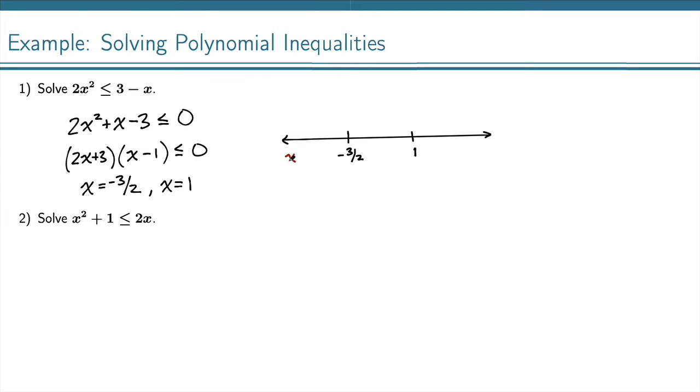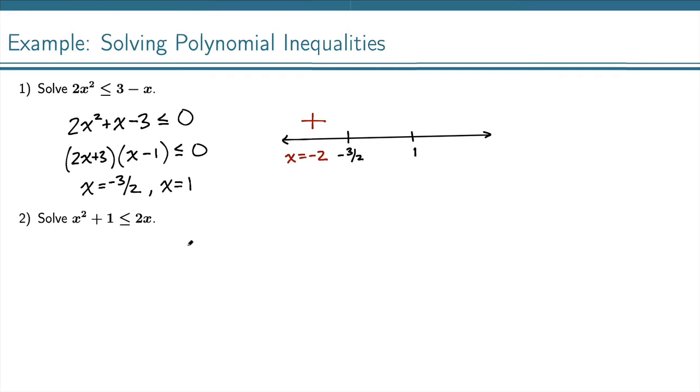Over here, I'll plug in x equals negative 2. Okay, negative 2 is less than negative 3 halves. And if we plug negative 2 into this polynomial here, we would get a negative 4 plus 3, so negative 1, times a negative 3, which is a positive number. So positive.